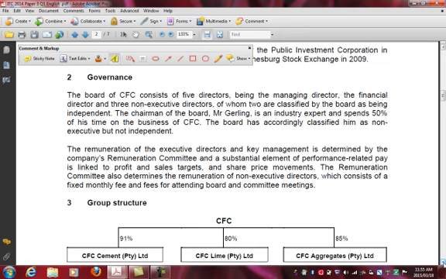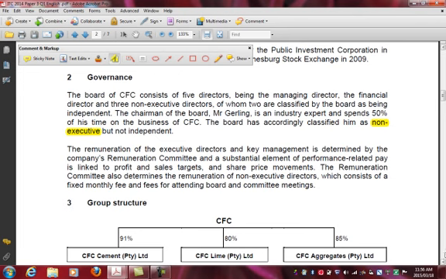The chairman of the board, Mr. Gerling, is an industry expert and spends 50% of his time on the business of CFC. The board has accordingly classified him as non-executive but not independent. Okay. Guys, what you need to pick up from this sentence is that this chairman spends half of his time at that specific company. This is too much time spent on one client for him to be classified as non-executive. So that classification is incorrect. Okay? He is an executive director.